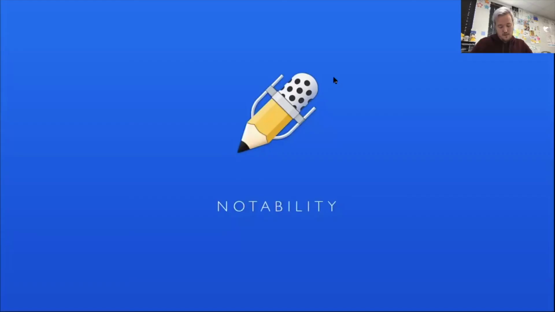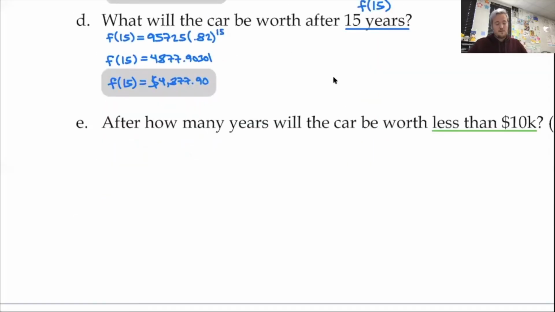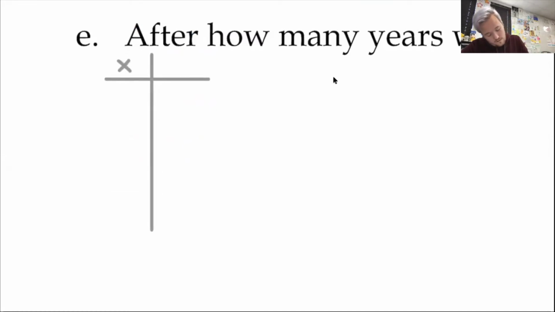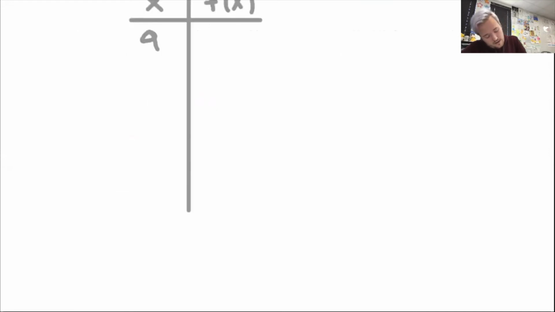Just to kind of put it in perspective, oh, Mike was doing this. All right, so let's do it this way. I'll make a little makeshift table, but just for a few values, not for a lot of values. So x is going to represent the number of years, whereas f of x represents the value. So let's say at 9, 10, 11, and 12.